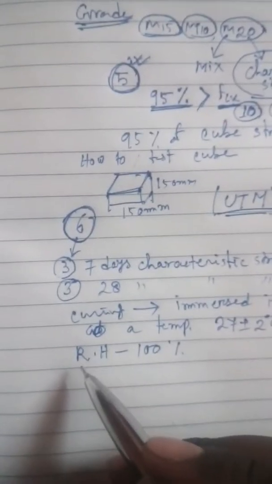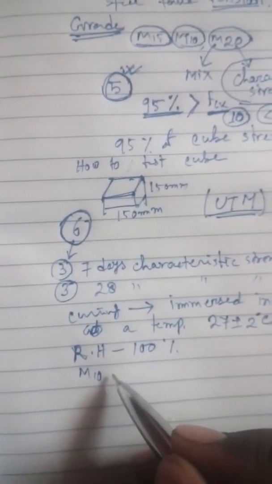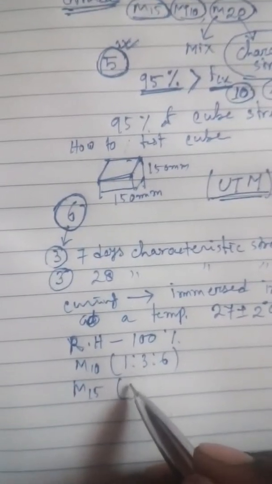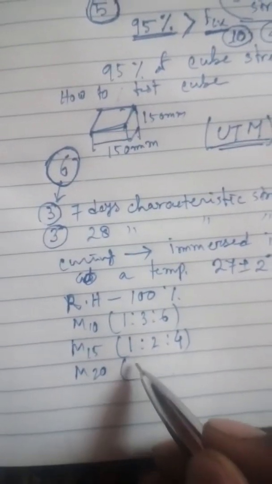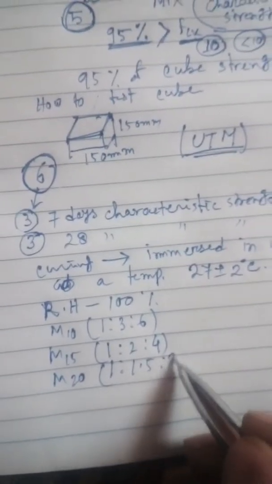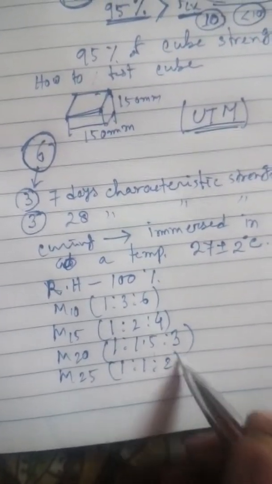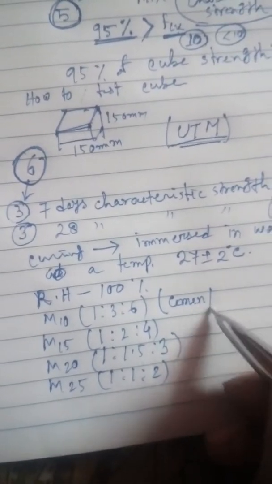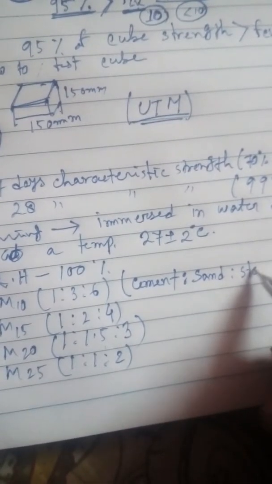Now I will discuss some grades of concrete and their proportions. For M10, the proportion is 1:3:6. M15 is 1:2:4, M20 is 1:1.5:3, and M25 is 1:1:2. Here the first number denotes cement, 3 denotes sand, and 6 stands for stone or aggregate.